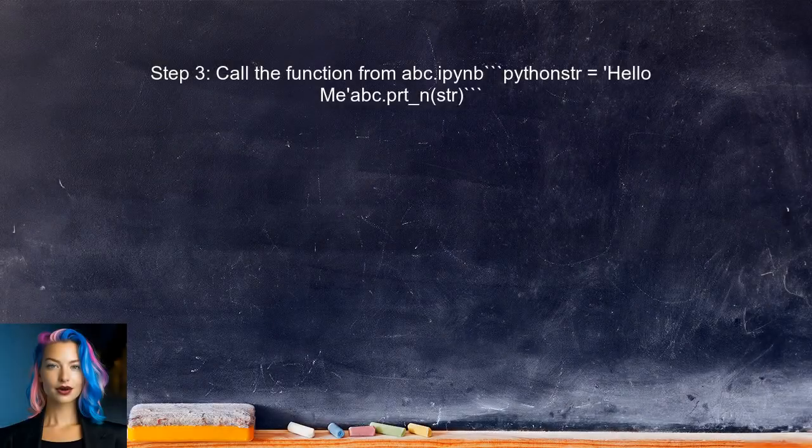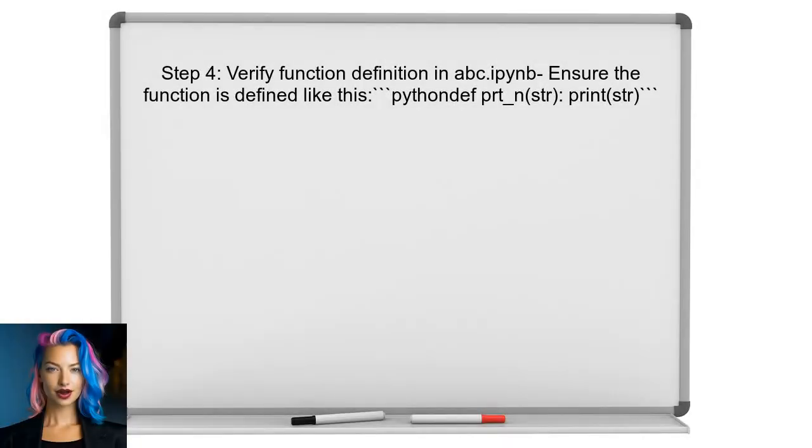Now the user can call the function from the abc.ipynb file. The user should ensure that the function is defined correctly and is accessible. If the user still encounters an error, they should check the function definition in abc.ipynb. The function must be defined at the top level, not inside any class or conditional statements.